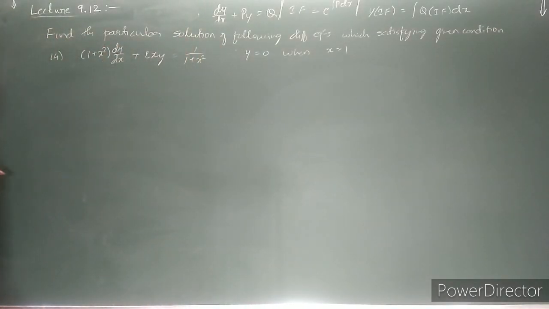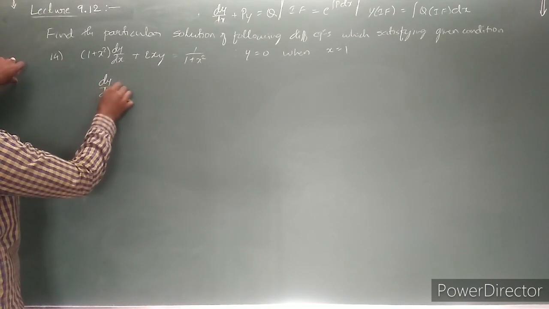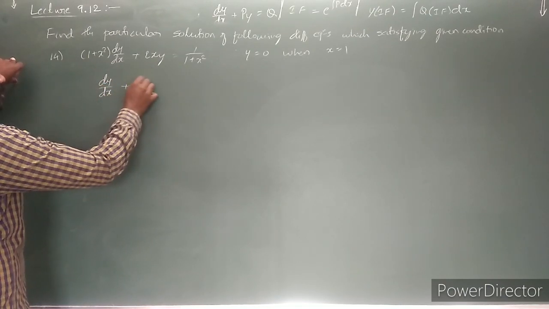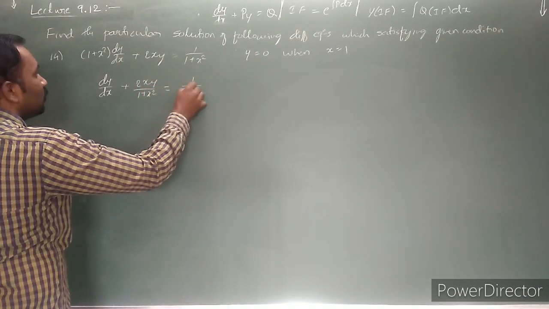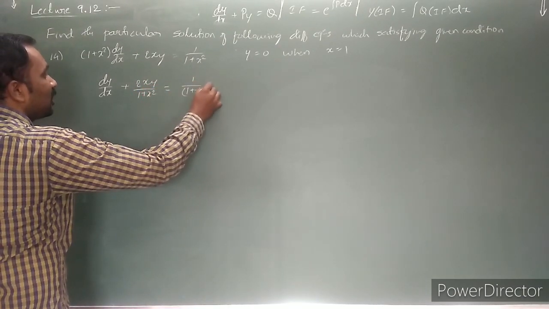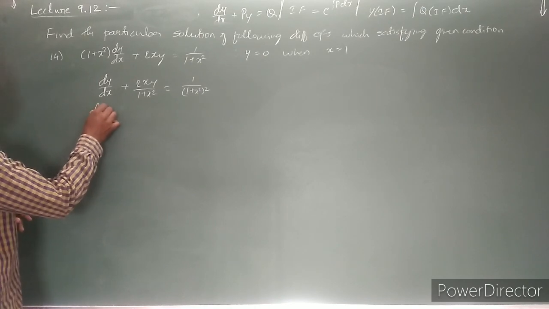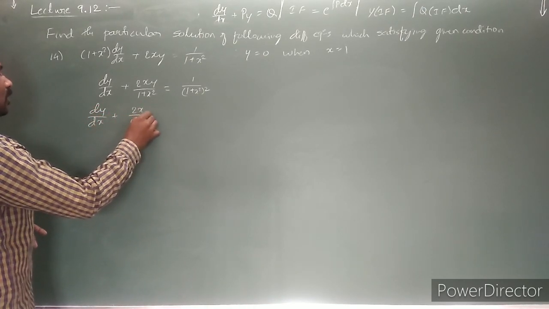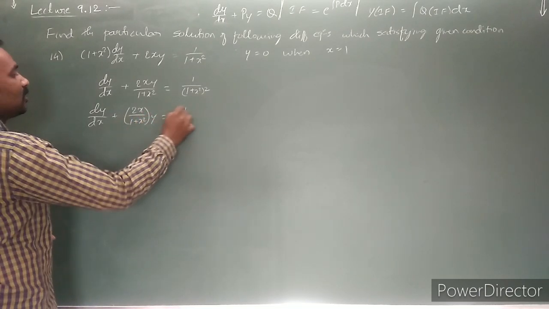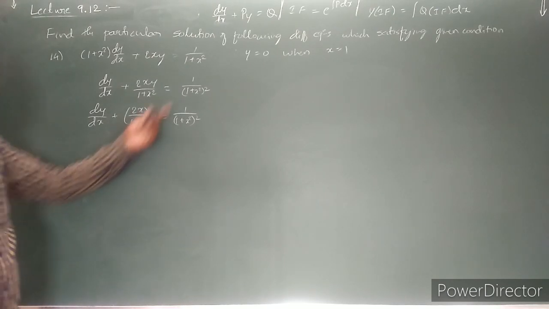Yes. So first of all, find dy by dx. dy by dx plus 2xy divided by 1 plus x square is equal to 1 by 1 plus x square, which is already there, again 1 plus x square, that is (1 plus x square) whole square. Now it is in the form. Or one more step we can write dy by dx plus 2x divided by 1 plus x square into y is equal to 1 by (1 plus x square) whole square. Now it is in the standard form.